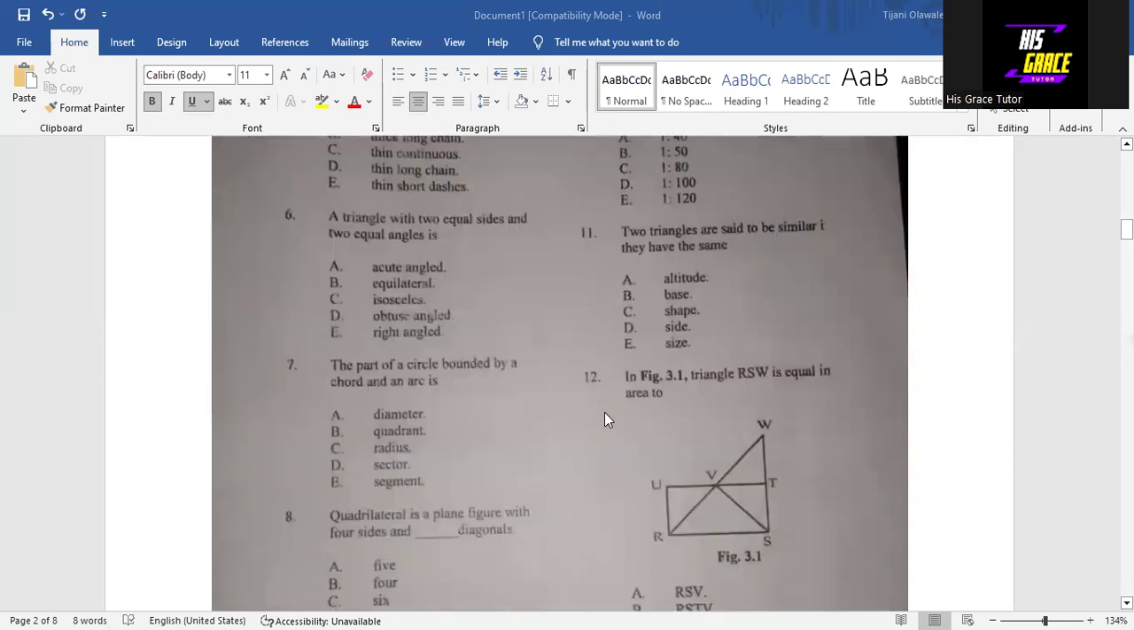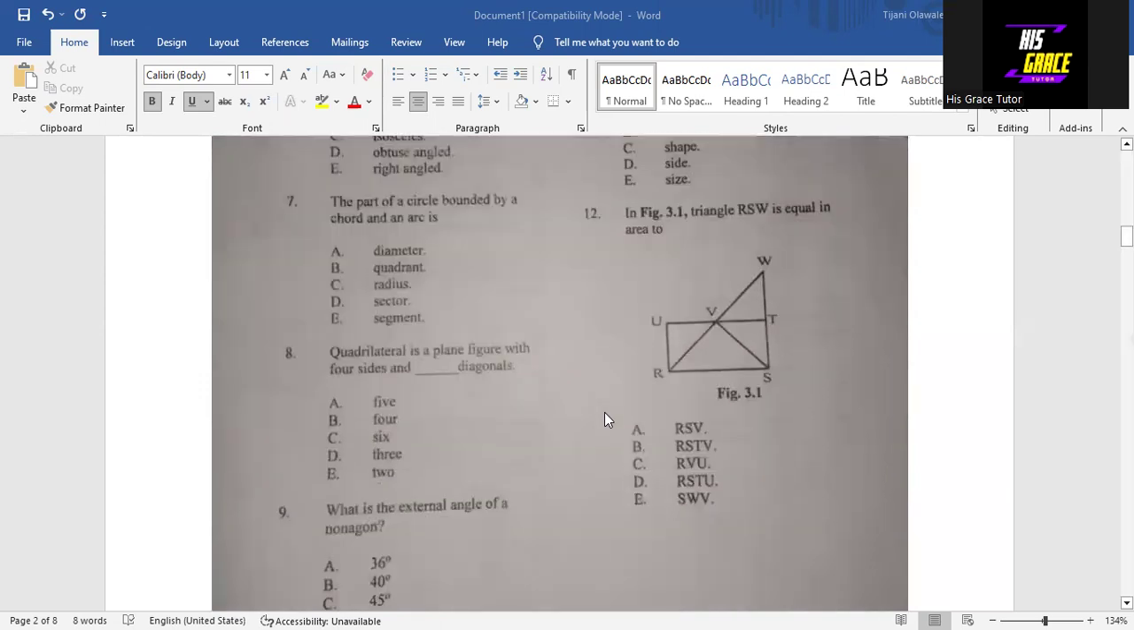Then question 11. Two triangles are said to be similar if they have the same shape. One may be bigger in size and the other smaller, but if the shapes look alike, it means that they are similar. Then question 12, in figure 3.1, triangle RSW is equal in area to rectangle RSTU. So the answer to the question is option D. That is the answer to question 12.